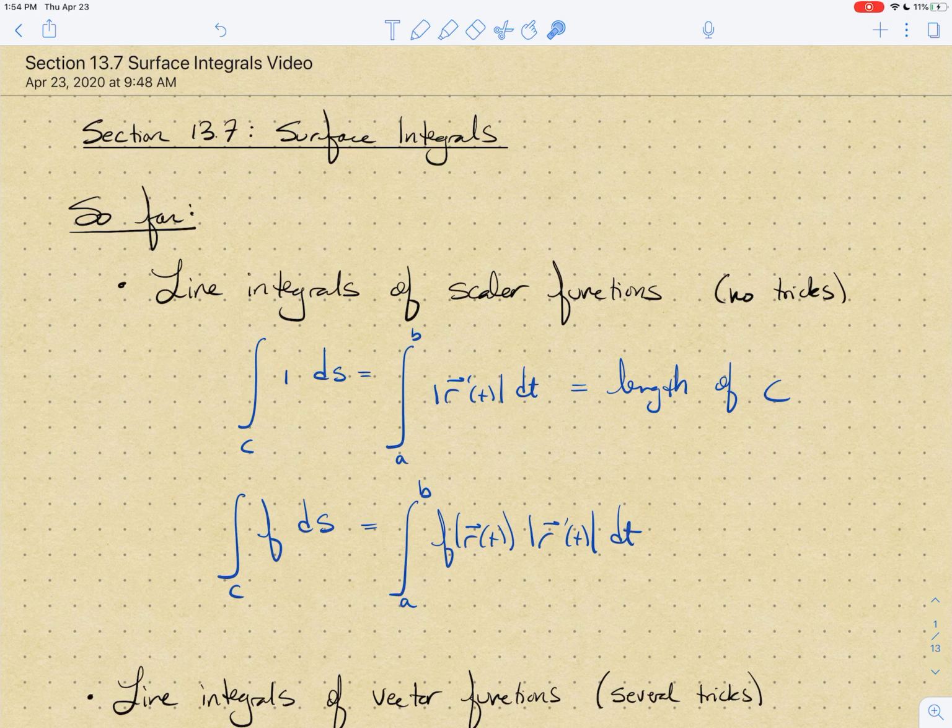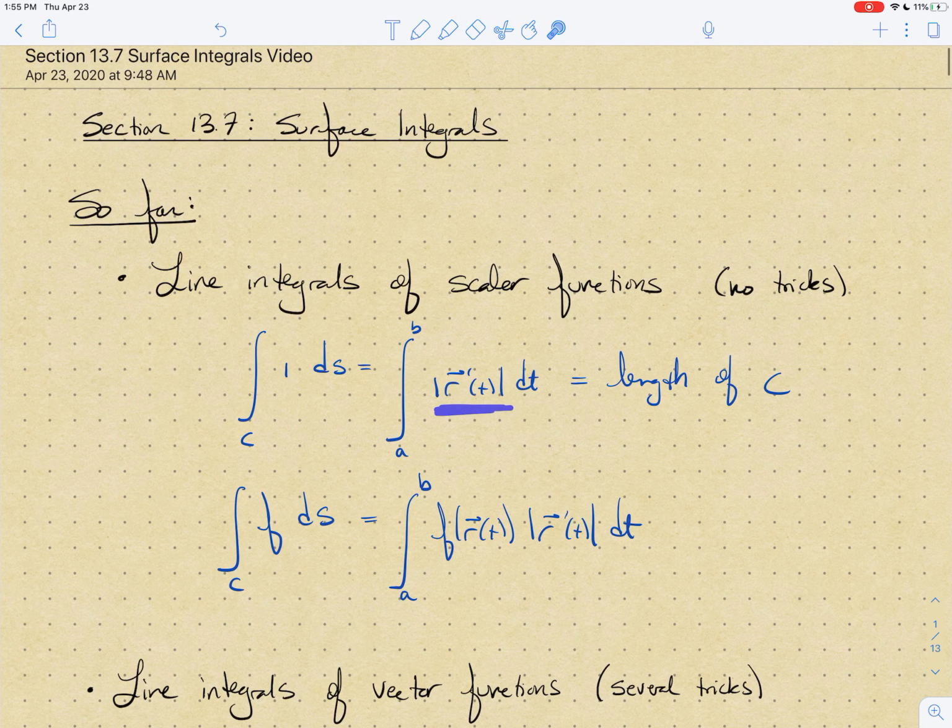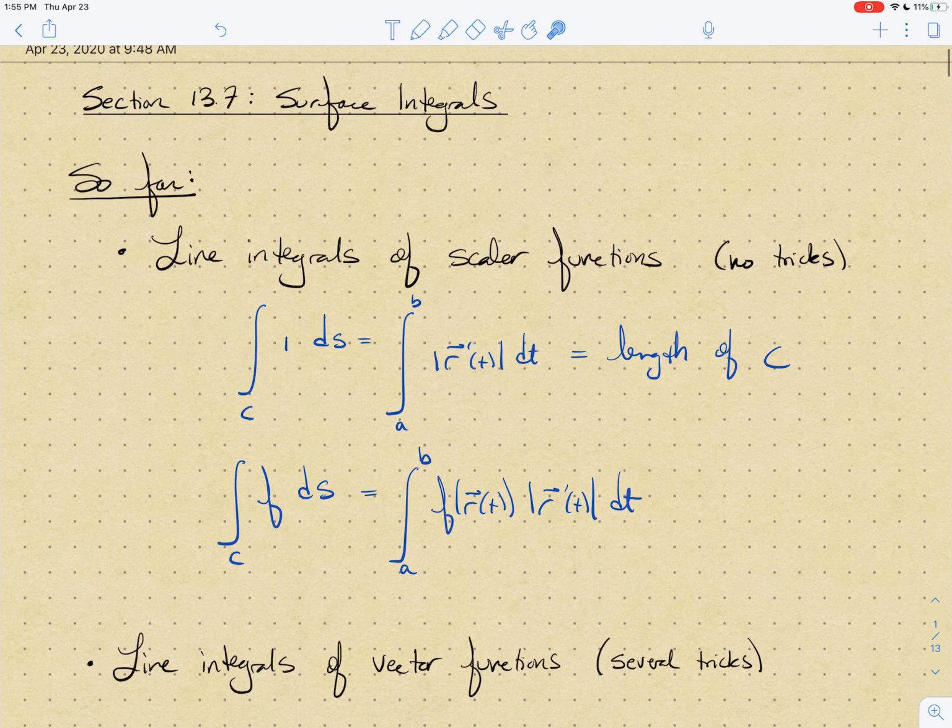So with that in mind, let's look back at line integrals of scalar functions. We learned back in 13.2 that if you integrate the function 1 with respect to arc length, you get out the arc length of C. We interpreted this as the integral from a to b of the length of r prime. And if you want to integrate a general scalar function f, you just plug in r, times, again, the length of r prime. You're going to see a very similar formula here.